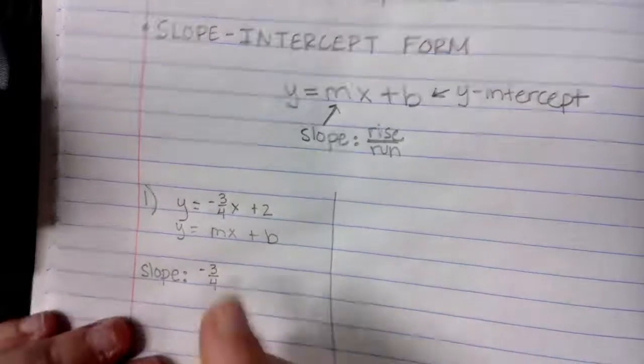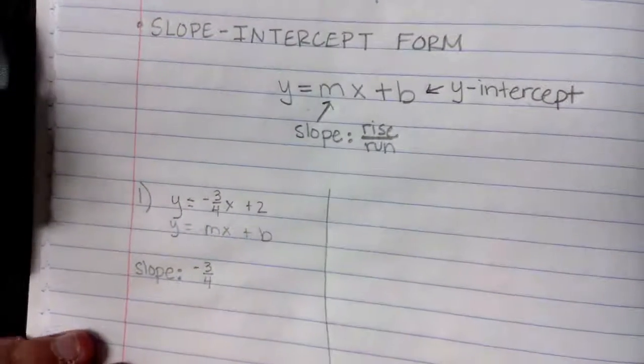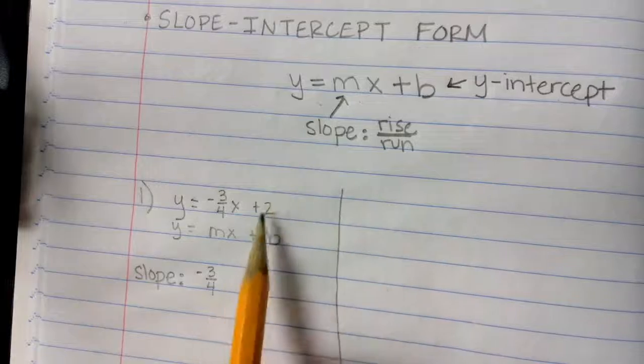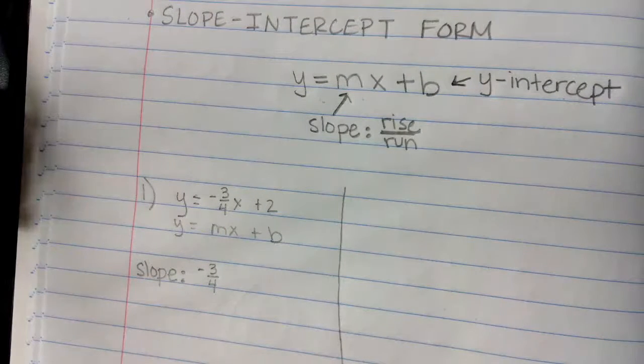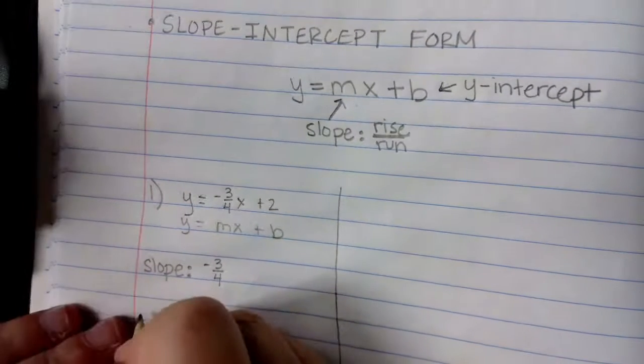What do we call that number that's right next to a variable? Constant. Close, that's the 2, a constant by itself. What's the number? Coefficient. Good, so the slope is always a coefficient. Okay, and then the y-intercept is always that constant.